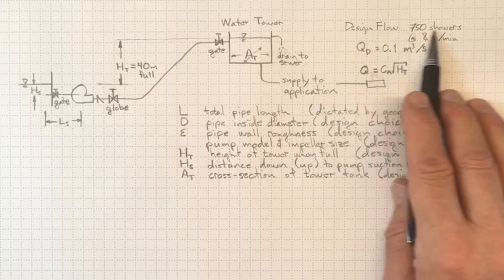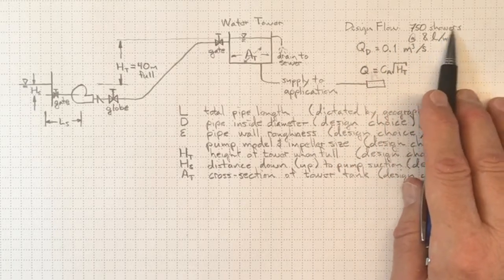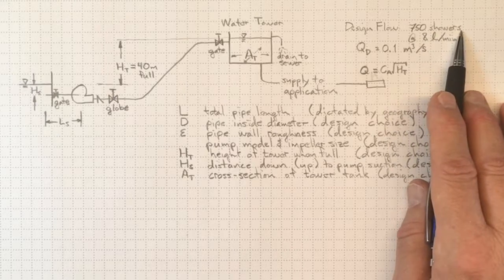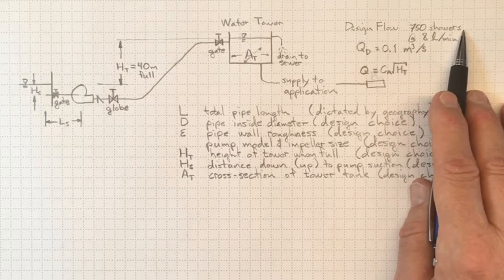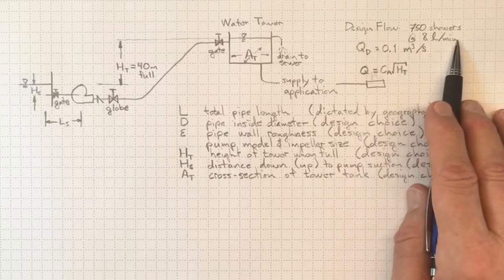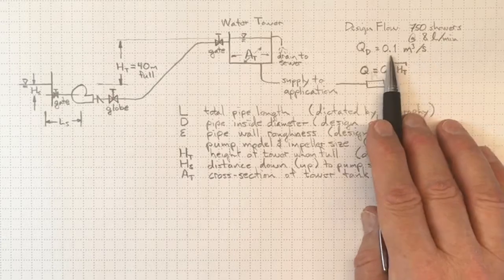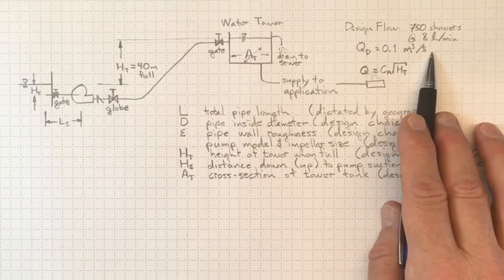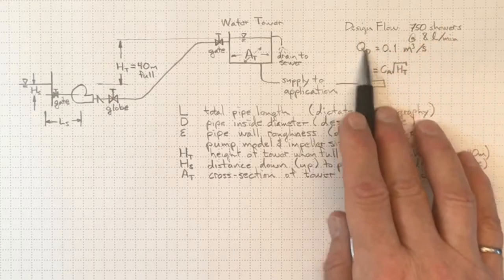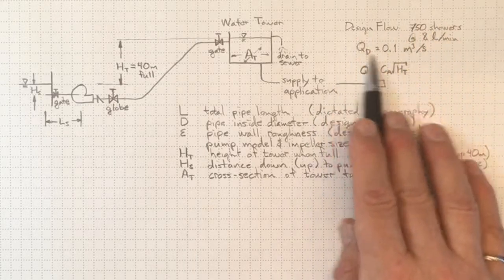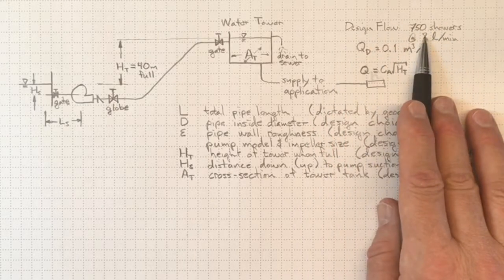We'll say that we've got a very small part of the community where our design flow rate is determined by 750 people all wanting to take a shower at the same time at about 8 liters per minute. And that's where our design flow rate of about 0.1 cubic meter per second comes from. Now, obviously, if we had a larger community, we'd have to have a larger design flow rate. But this at least provides us with some context.